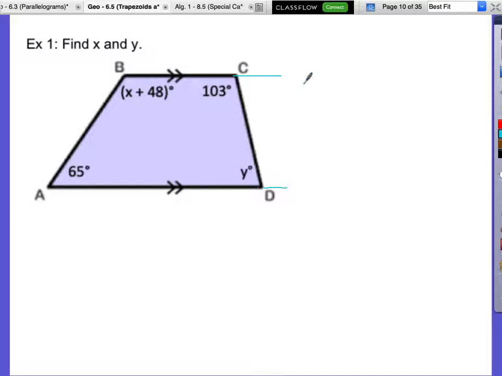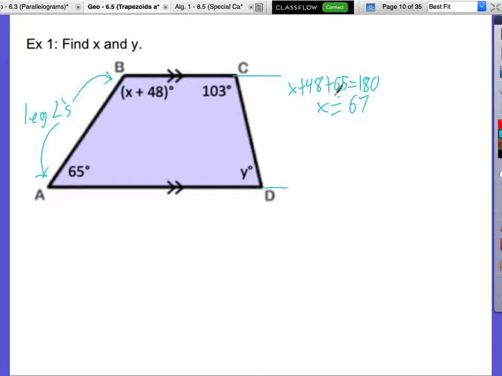Alright, guys. Okay, let's listen up here. Can somebody help me with setting this one up? Okay, Josie, what's one thing you can do? You can do x plus 48 plus 65. Attention up here, guys. x plus 48 plus 65 equals 180. This pair of leg angles right here are supplementary, so we add up to 180. So from here, you get x is equal to what?